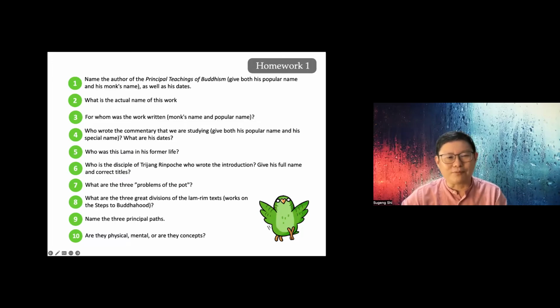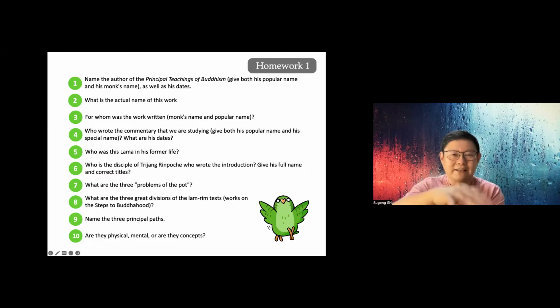What are the 3 problems of the pot? Oh, we didn't discuss this, right? What are the 3 problems of the pot? In the DCI workshop, we always like to start with the 3 problems of the pot, or we call it the cup, right? So in order to learn something properly, we need to prevent these 3 problems of the cup.